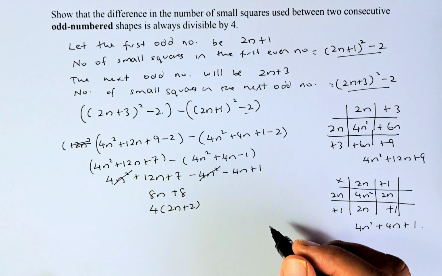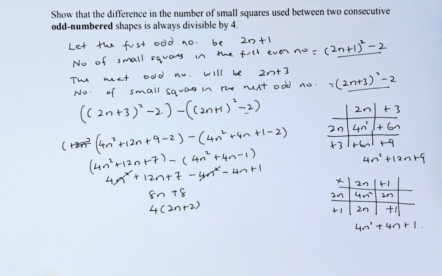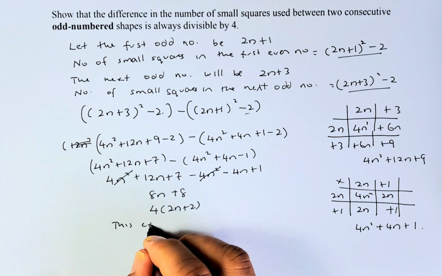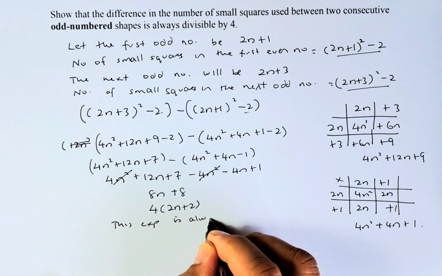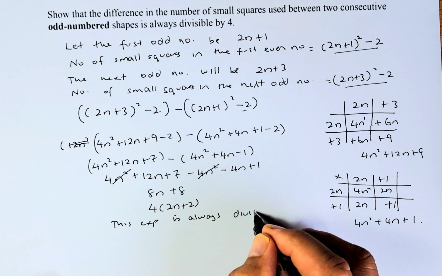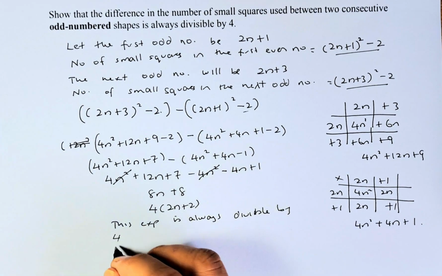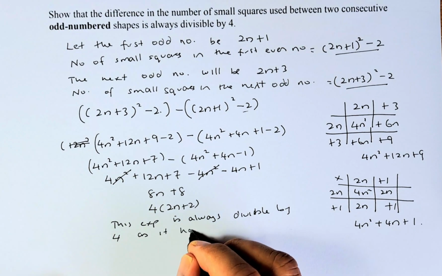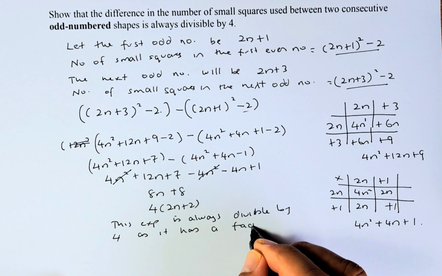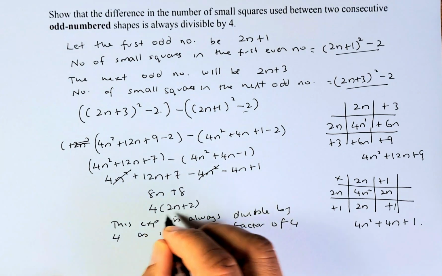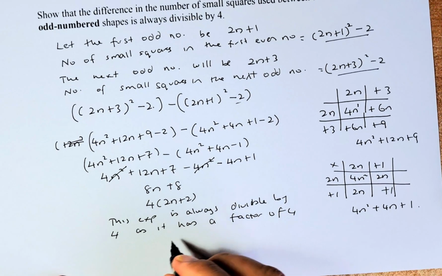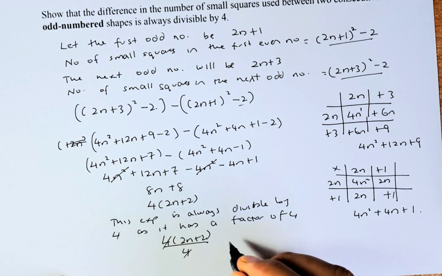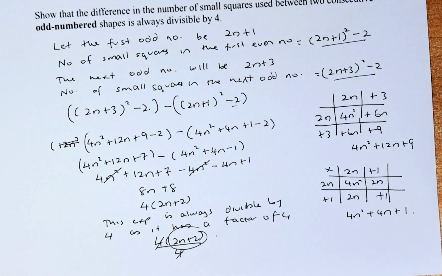So the question asks you, is this divisible by 4? Yes, it is. This expression is always divisible by 4, as it has a factor of 4. So 4 times 2n plus 2 is always divisible by 4, because no matter what, your answer will always be a multiple of 4.